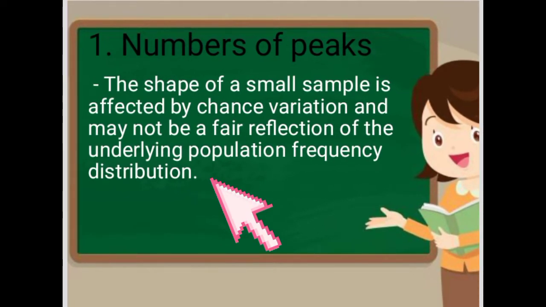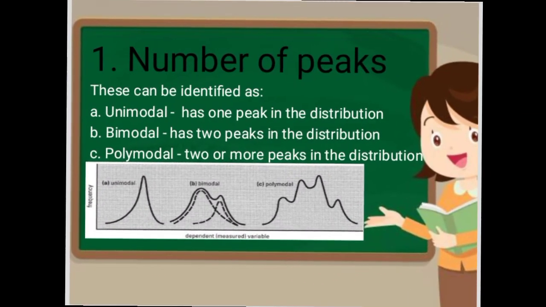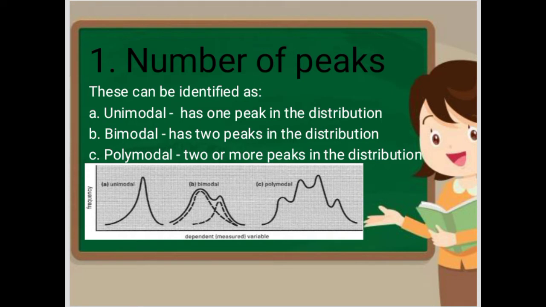Number of peaks. The shape of the frequency distribution of a small sample is affected by chance variation and may not be a fair reflection of the underlying population frequency distribution. Check this by comparing several samples from the same population or by increasing the sample size, and it should become less obvious as size increases. So in determining the number of peaks, you can identify whether it is bimodal, polymodal, or unimodal.